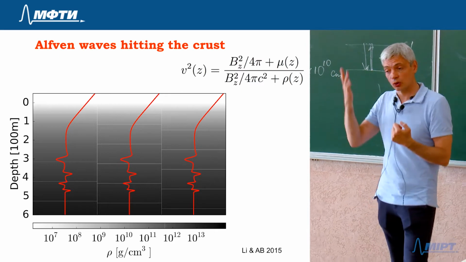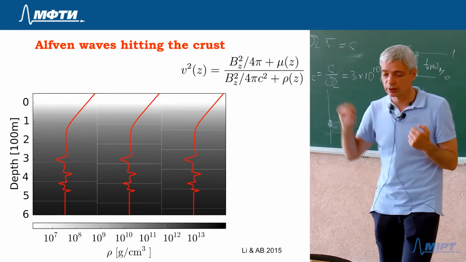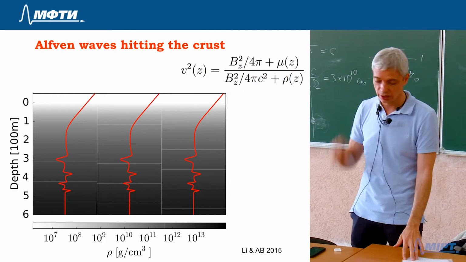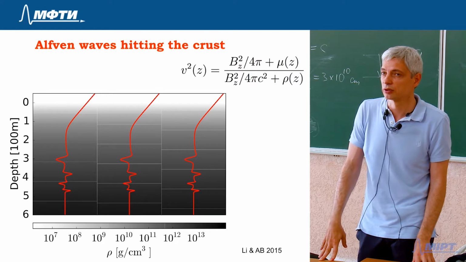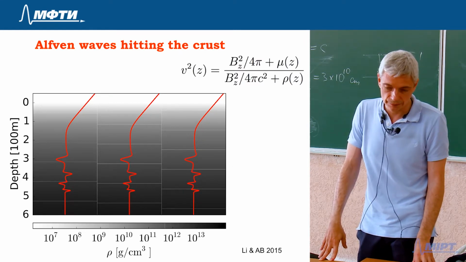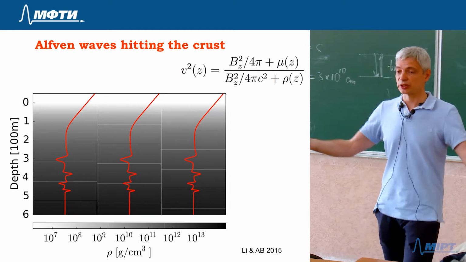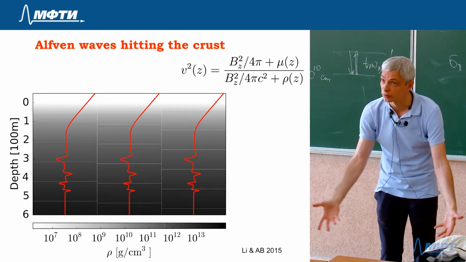So one can solve this one-dimensional problem for the wave propagating along the variable string of a variable mass and find that the transmission coefficient is 10%. 90% of the wave is reflected and 10% is transmitted. And that means that after 10 bouncings, the wave energy goes into the crust.